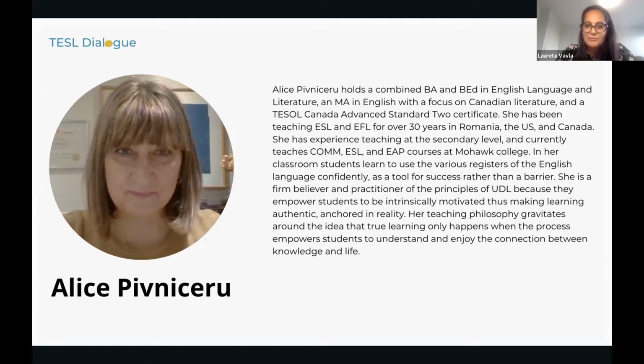In her classroom, students learn to use the various registers of the English language confidently as a tool for success rather than a barrier. She's a firm believer and practitioner of the principles of UDL because they empower students to be intrinsically motivated, thus making learning authentic, anchored in reality. Her teaching philosophy gravitates around the idea that true learning only happens when the process empowers students to understand and enjoy the connection between knowledge and life.